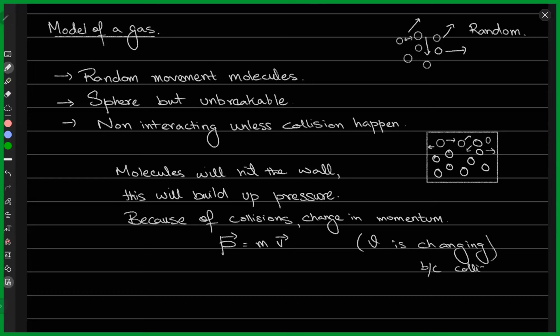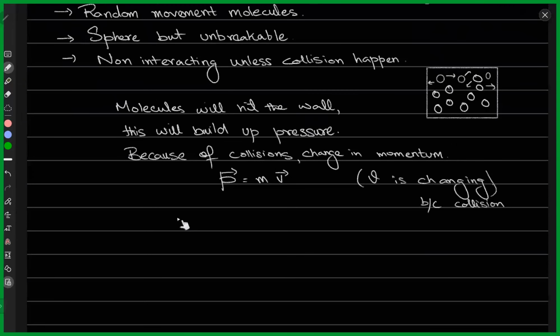So this change in velocity is going to produce a change in momentum, which will be m times v. Let's take m as a common factor outside: m times (v2 minus v1). So first, the final velocity minus the initial velocity. So that's just the change in momentum.